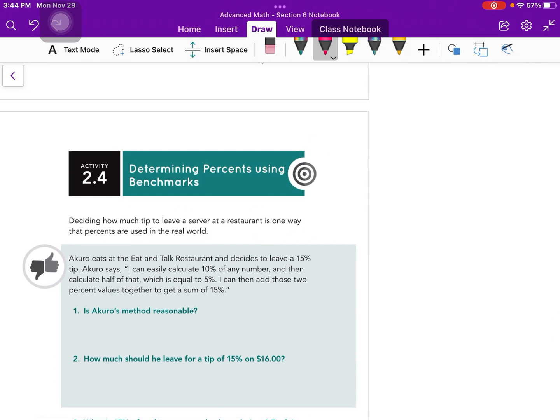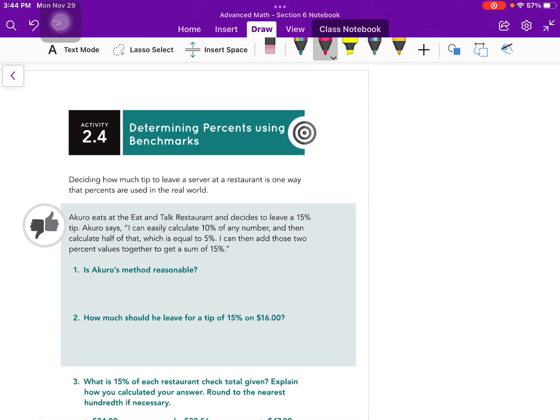Turn the page, 2.4. Deciding how much to tip. Ooh, that's one place we use percents in the real world all the time. Let's see what these two say. Akiro eats at the Eat and Talk restaurant, decides to leave a 15% tip, which is pretty standard. Akiro says, I can easily calculate 10% of any number. I can too, because I just figured out how to do that. And then I calculate half of that, which is 5%. I can add those two together to get 15%. Is that reasonable? Yeah, that totally makes sense to me. Yes, that is a reasonable idea.